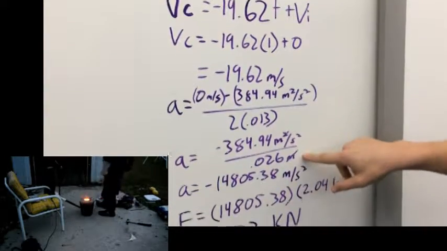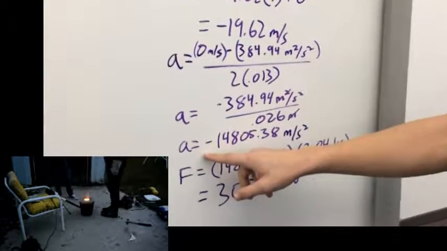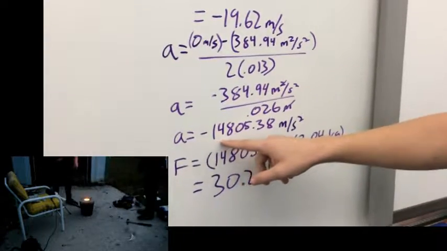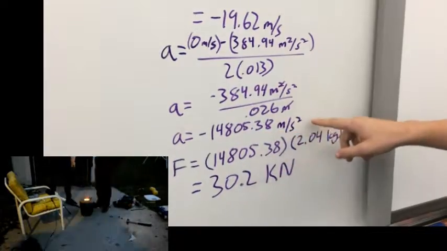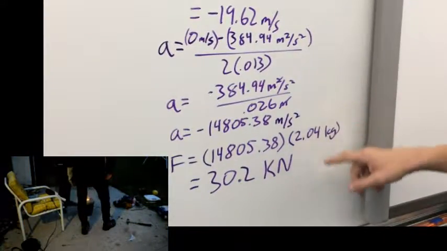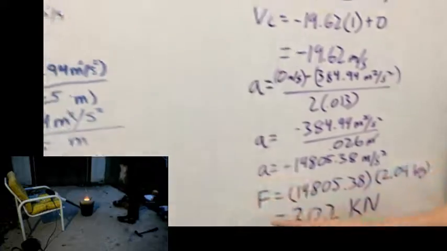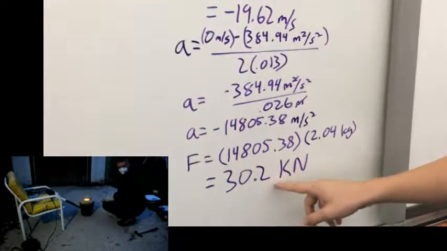So we plug those numbers in, and we get the final deceleration of negative 14,805.38 meters per second squared. We plug that into the force equation, and we get a force of 30.2 kilonewtons.